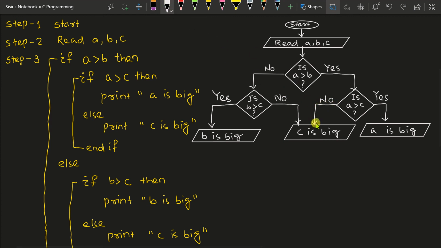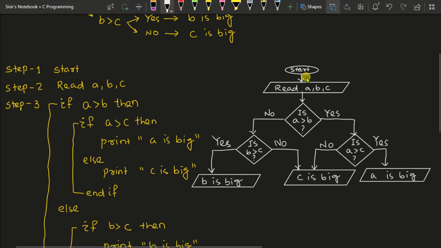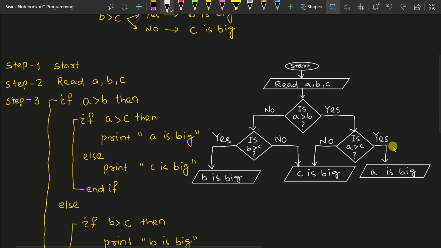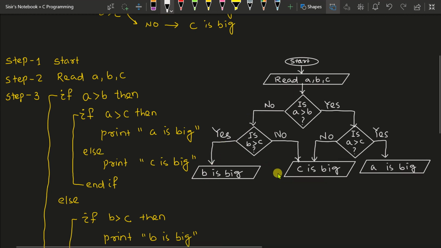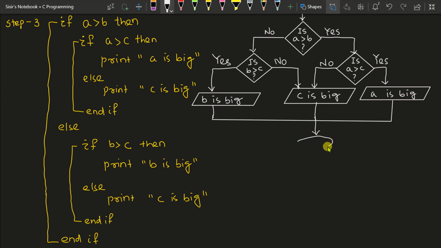Now see, so now you understand. After that, I have three different paths. Either we will follow this way, or this way to go to C. Again, this way is another path, and this way is the last path. So after that, we have to go to the stop button. I will combine all these things and join it to the stop symbol.